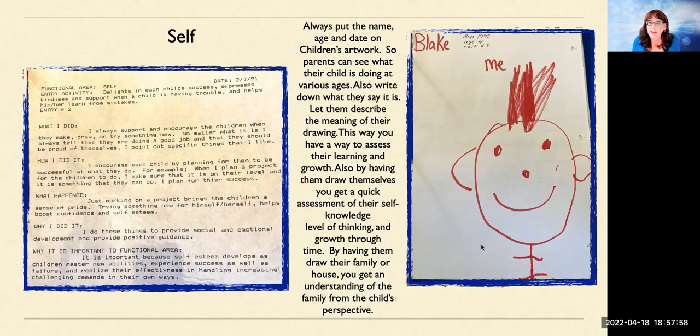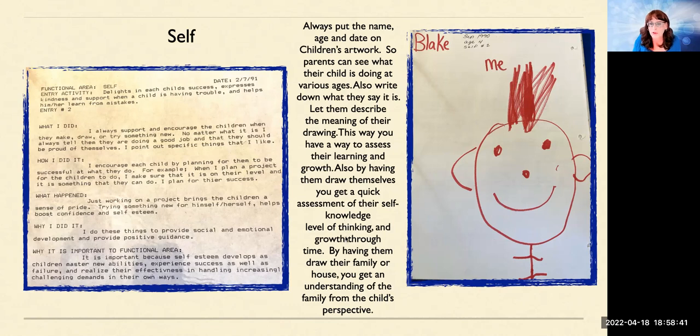And so you can start looking at these things, and eventually you see more details come on. You start seeing eyebrows and eyelashes. You start seeing hair. You start seeing hands with fingers, because they realize they can do things with their hands and fingers. And hands and fingers are a level of empowerment, as well as arms and legs and feet. So it's very important. Let them describe the meaning of their drawing. Again, it's a way to assess their learning and their growth. Also, by having them draw themselves, you get a quick assessment of their self-esteem, their self-knowledge, their level of thinking, and growth through time.